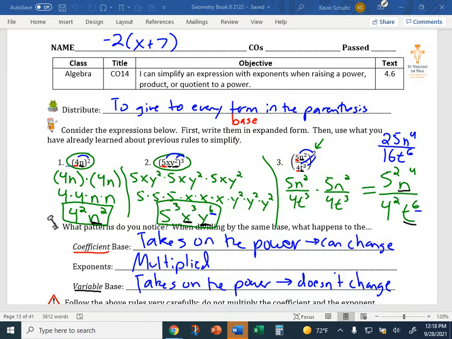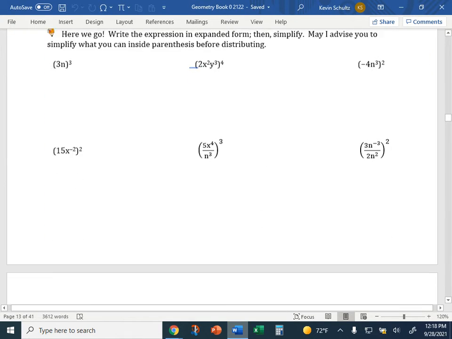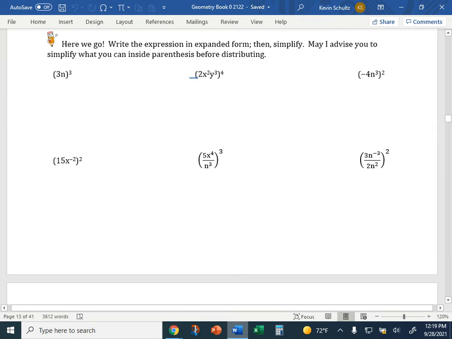All right, let's do some practice here. Okay. Again, notice that all of these have parentheses. Some of them even have negative exponents. Some have negative bases. For this one, I'm asking you to write it in expanded form. Okay. And if you can, simplify within the parentheses first. That's going to generally make your life a little bit easier.